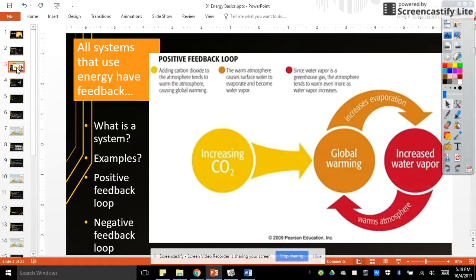When a system works, it can have either a positive feedback or a negative feedback loop. With positive feedback, it continues with the same consequence or reaction in the same direction. So here we have the increasing amount of CO2, or carbon dioxide, which leads to global warming or global climate change, which increases evaporation, which increases water vapor, which forms our atmosphere. That is a positive feedback loop, whereas a negative feedback loop is a different consequence or a change in the system.